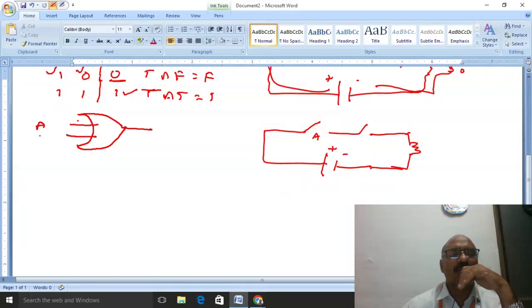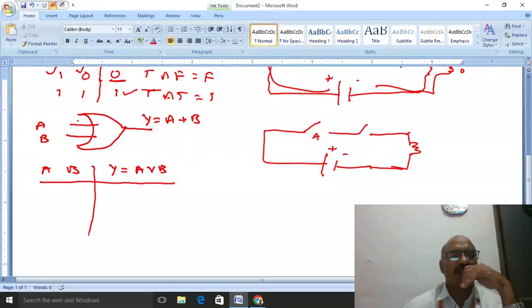There are two inputs A, B, and Y is the function of A plus B, or A or B. Generally, we are going to call it A or B. Now Y is A or B. Sometimes we write it like that. Nothing to be worried about. Suppose 0 plus 0, that is 0, and 0 plus 1, that is 1, and 1 plus 0 is also 1, and 1 and 1, this is also 1.